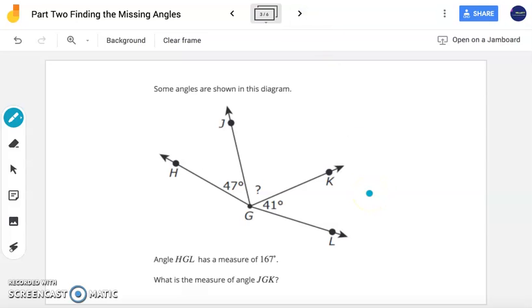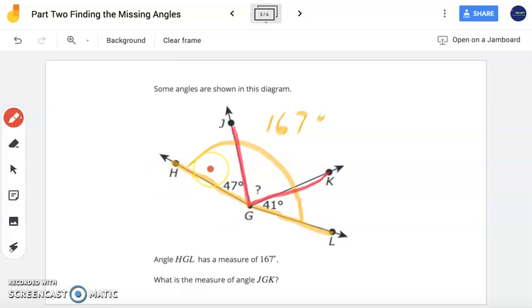In this next problem, it says some angles are shown in this diagram. Angle HGL, which I'm going to highlight so you can see exactly what they're talking about. Angle HGL has G as my vertex. That means this entire angle is 167 degrees. What is the measure of JGK? Now I'm going to highlight that in red. We need to figure out this missing angle measurement JGK.